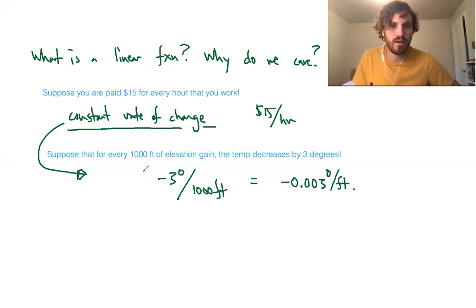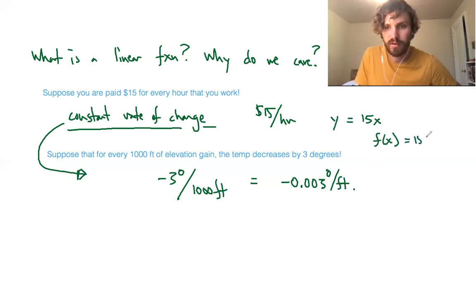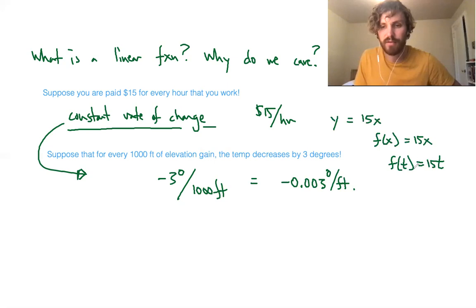So we care about linear functions. Here, we might think of a linear function that's something like y equals 15 times x, or maybe in function notation, we might write f of x is equal to 15x, or we might even write f of t is equal to 15t, right? Where t is giving you the number of hours that you work, and f of t is giving you how much you are paid.